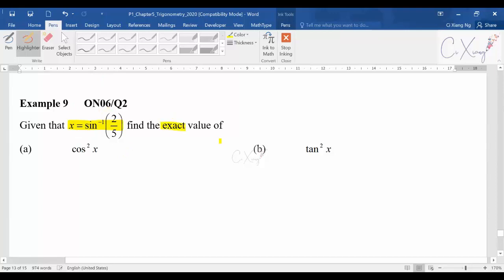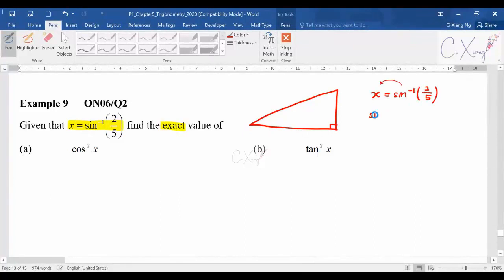If they give you an equation like this, x equals sine inverse 2 over 5, and they want you to find the exact value of something else, then generally, most of the time, when they give the inverse function and want you to get some other values, you actually need to draw the triangle. It's given that x equals sine inverse 2 over 5, which means if you bring the sine inverse over, you'll have sine x equals 2 over 5.